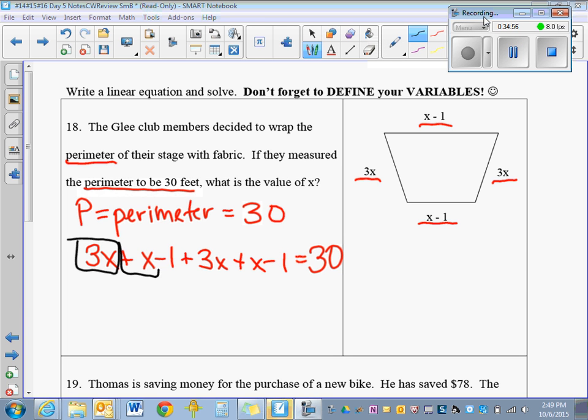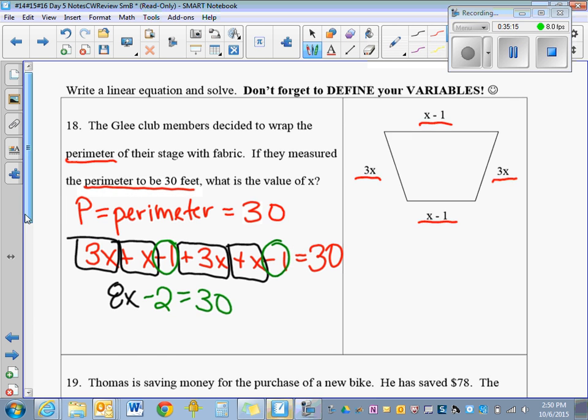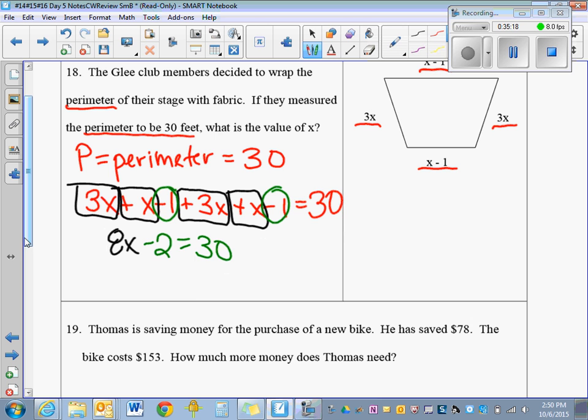3x plus 1x plus 3x plus 1x. How much is that? 8x. And then we have -1, -1, so that's -2. That equals 30. Now we need to solve for x, so add 2 to both sides.